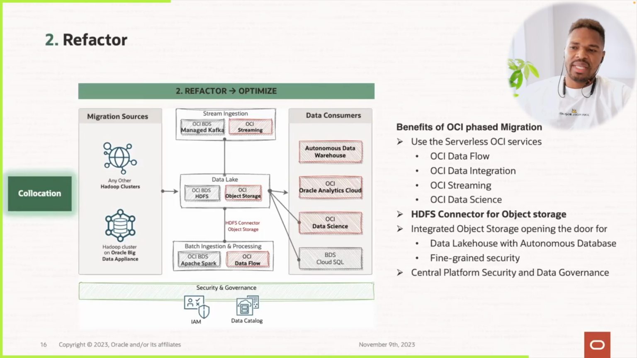The main component that will allow you to do this is positioning the OCI object storage, because it has integration with all of these services, the services in red on the screen. And how do you make sure that the applications provisioned with the OCI Big Data Service are able to communicate with the OCI object storage? It is by positioning the HDFS connector for object storage. With that, all of your applications, let's say your Spark cluster or your Kafka, will be able to read and write from OCI object storage.